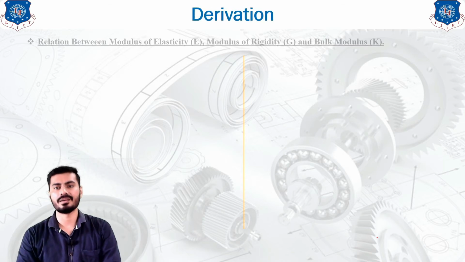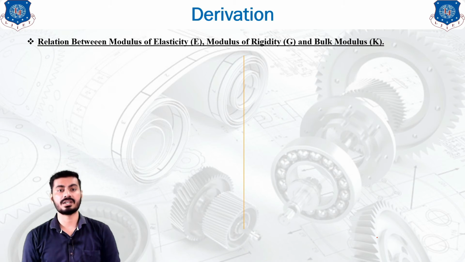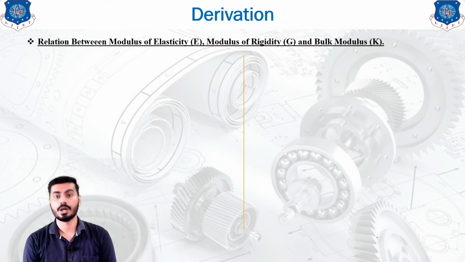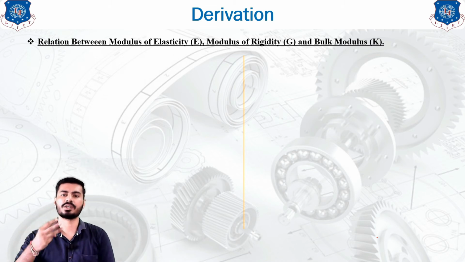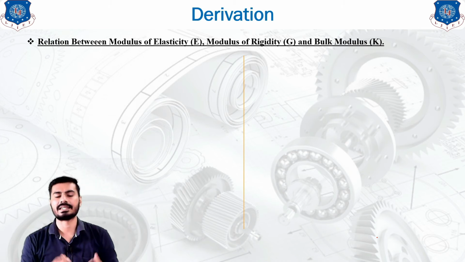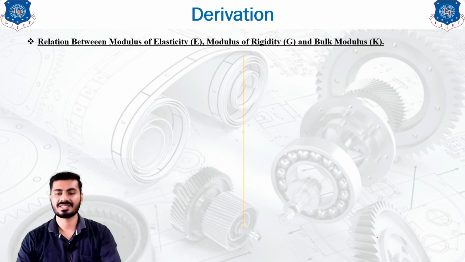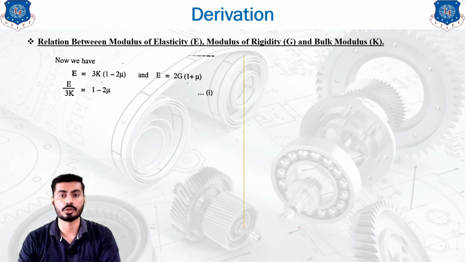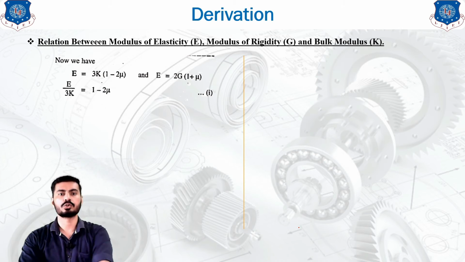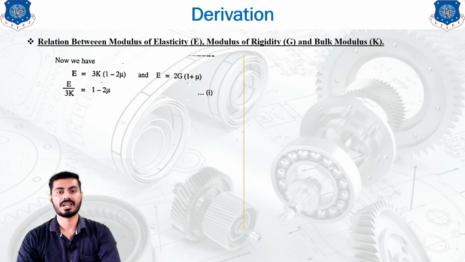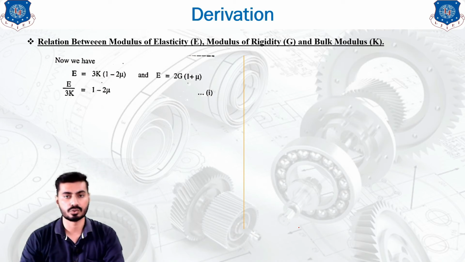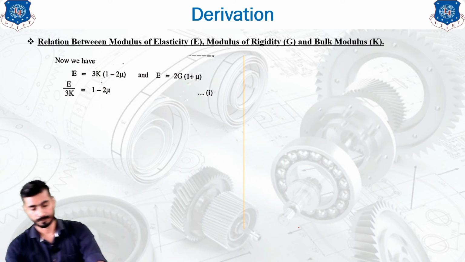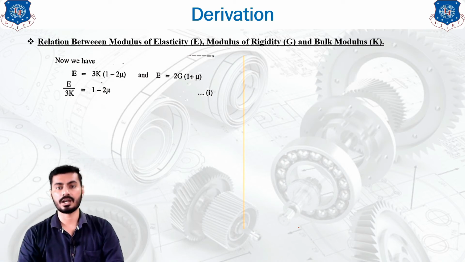Now we will see another derivation, that is the derivation of the relation between the modulus of elasticity, modulus of rigidity and bulk modulus. The relation between the 3 basic elastic constants, that is E, G and K. Those are very important elastic constants, and one should know the relationship between them in order to find the unknown elastic constants from the known 2 elastic constants. Okay, so we have E equals 3K into (1 minus 2 mu) and E equals 2G into (1 plus mu). These are the relations which we already know.